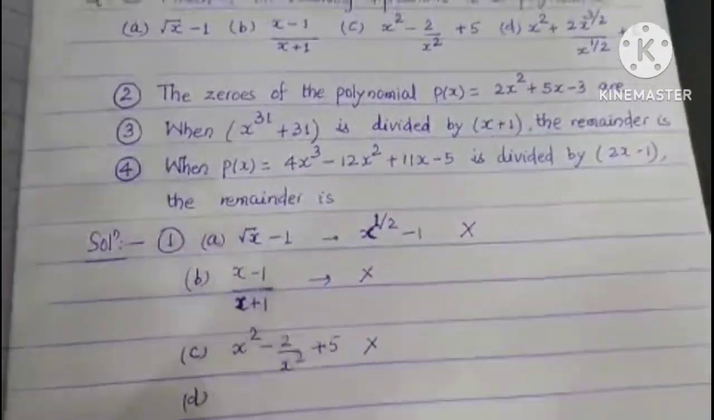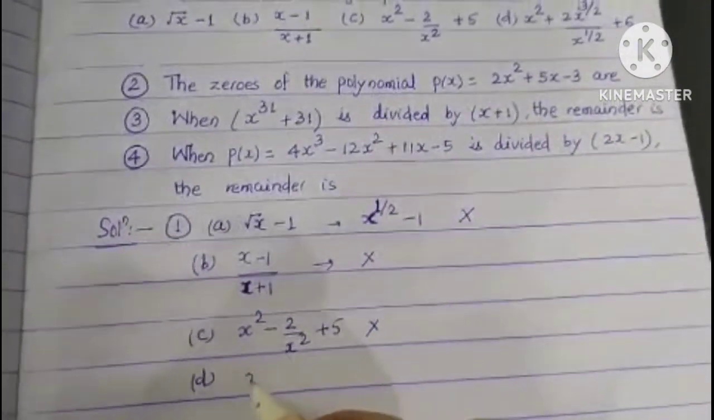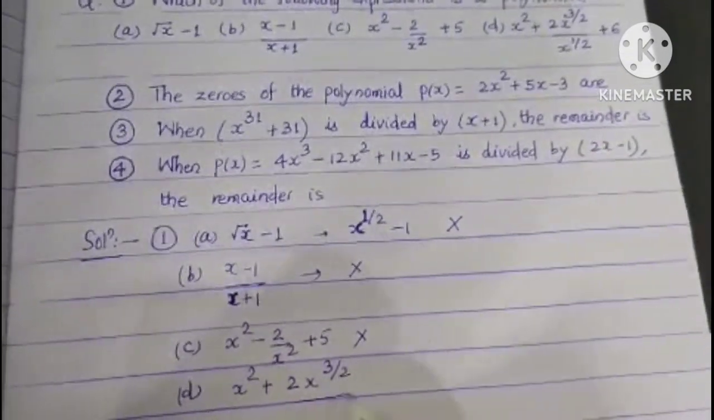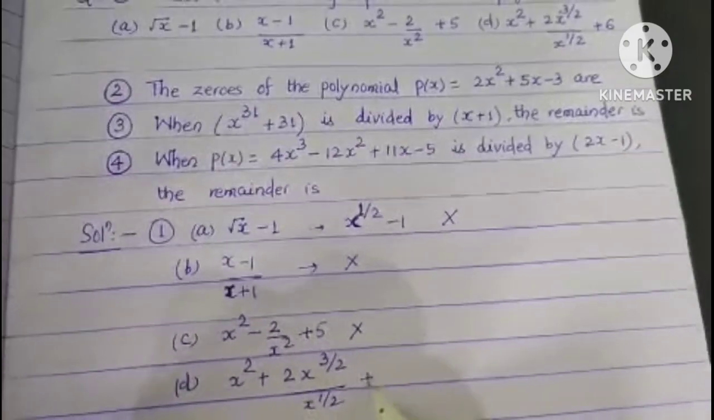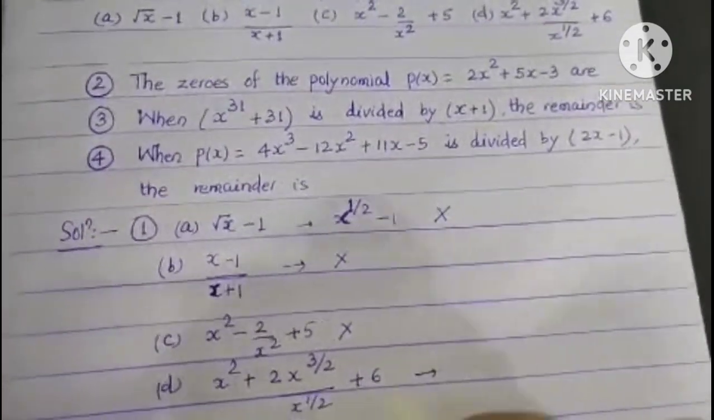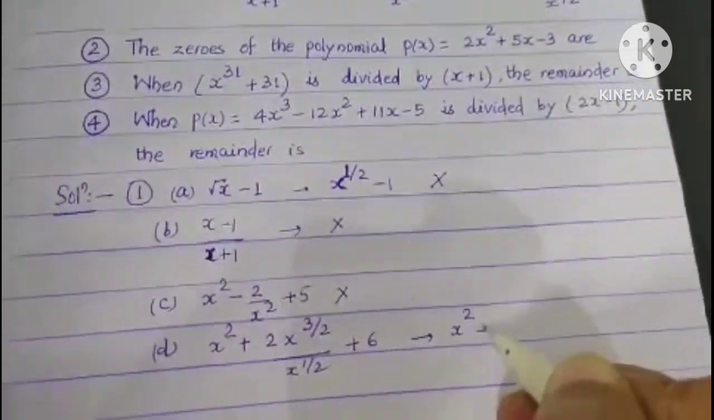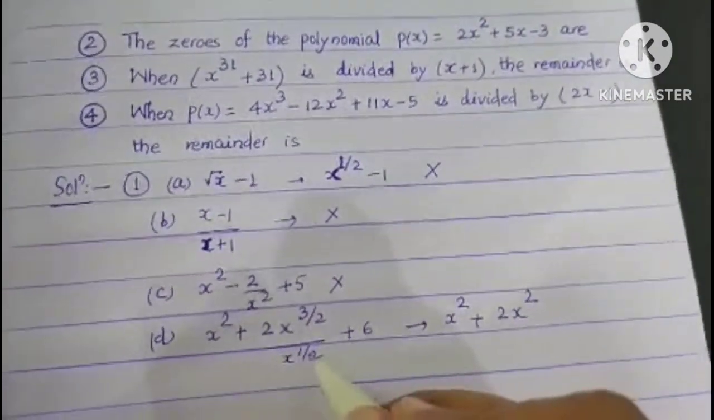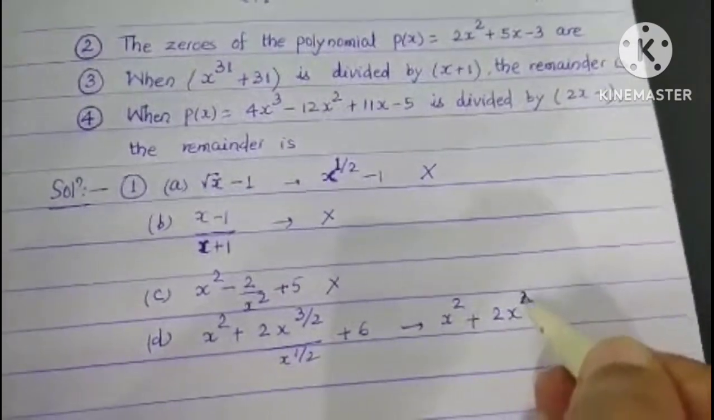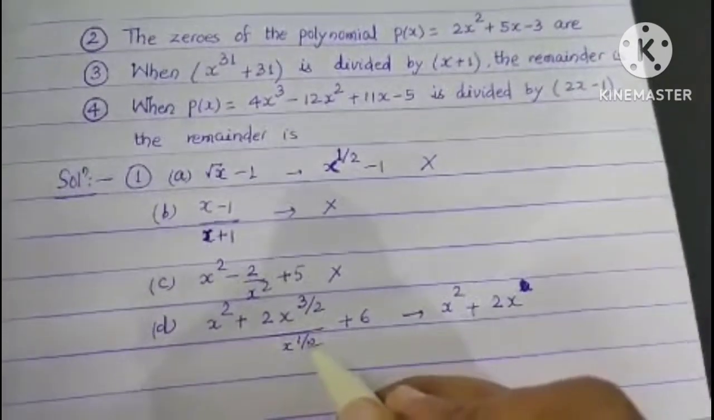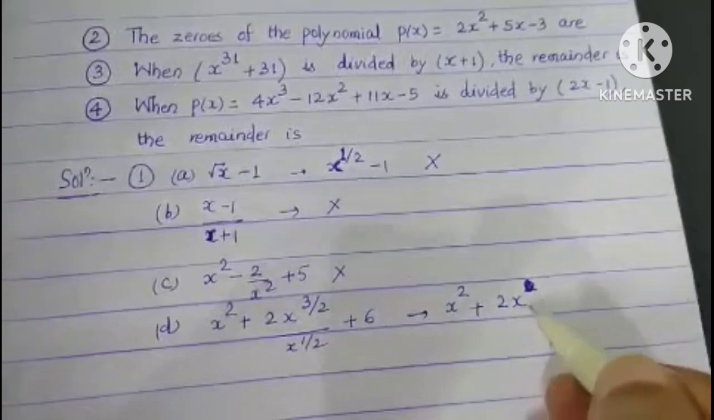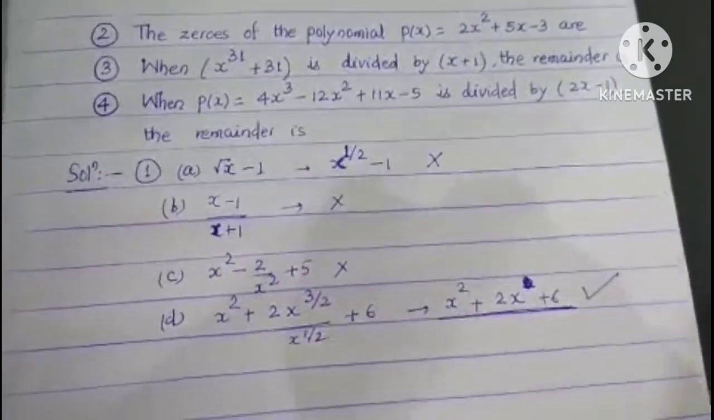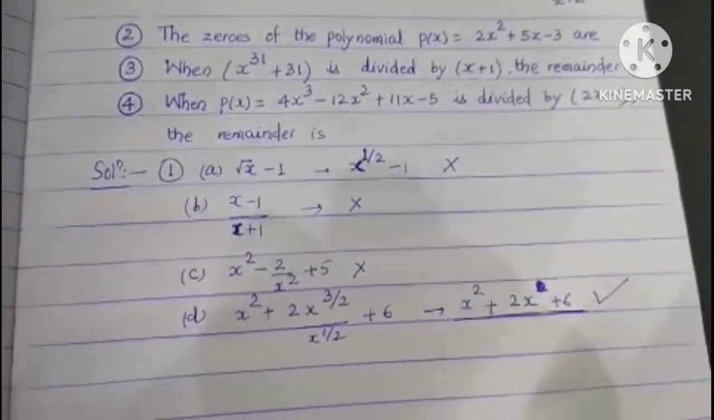Now let us check the last one. x square plus 2 x to the power 3 by 2 divided by x to the power half plus 6. So basically this is x square plus 2 x to the power 2, because 3 by 2 minus 1 by 2 is equal to 2 by 2, that means 1. So it is 2x plus 6. Now this is a polynomial. So option D is a polynomial.